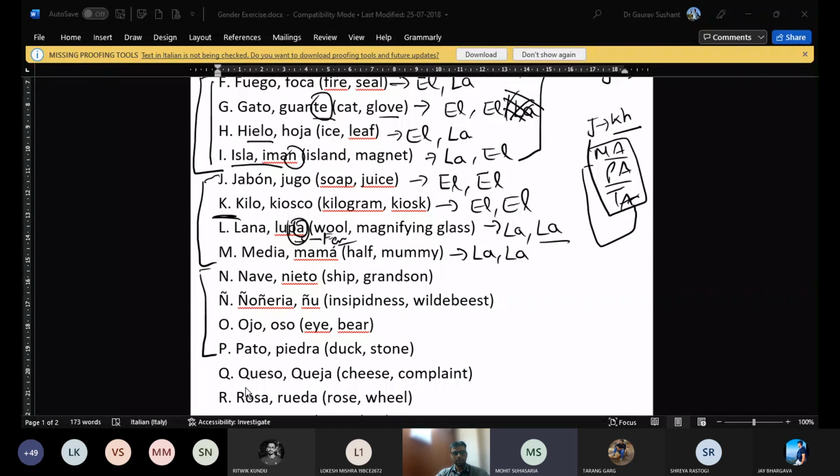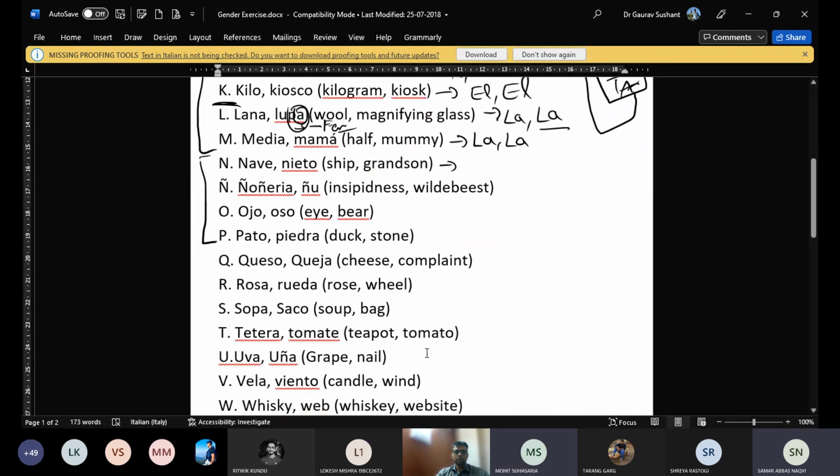Summer, can you try? Yes, sir. So for the N, it will be El Nave. Exactly. And El Nieto. Nieto is grandson. If you change it to A, Nieta, it will be granddaughter. Very good. Correct, sir. Next one.